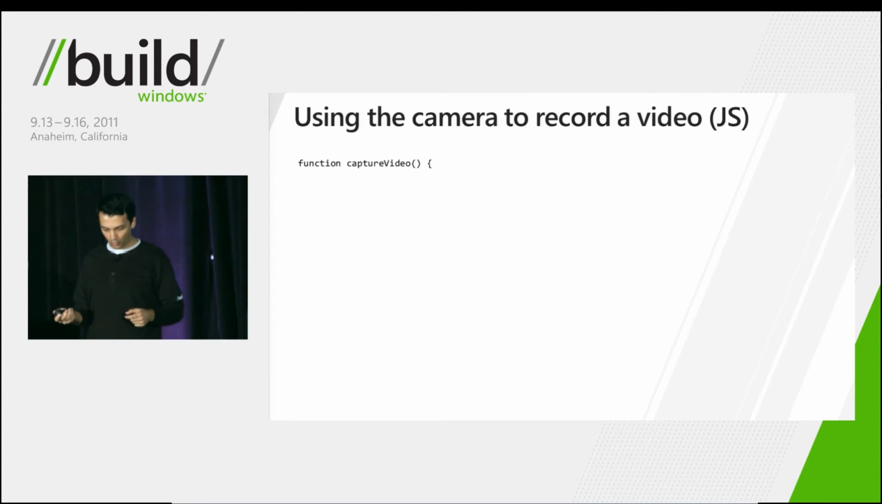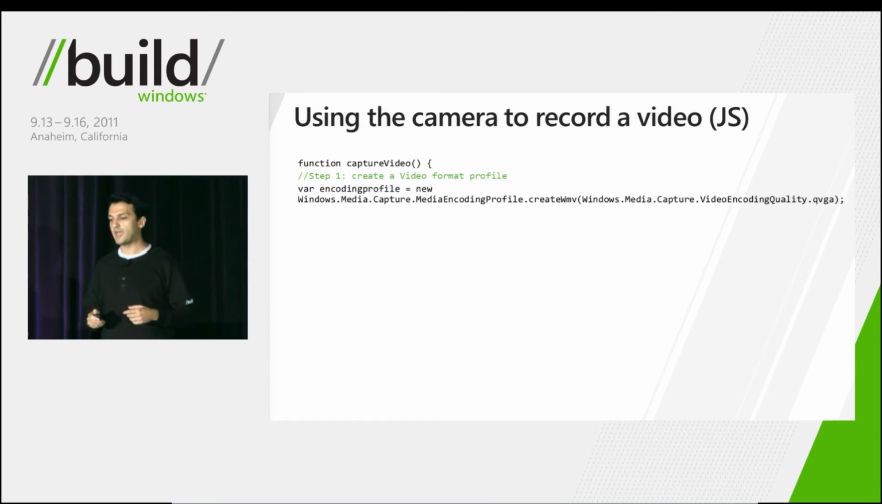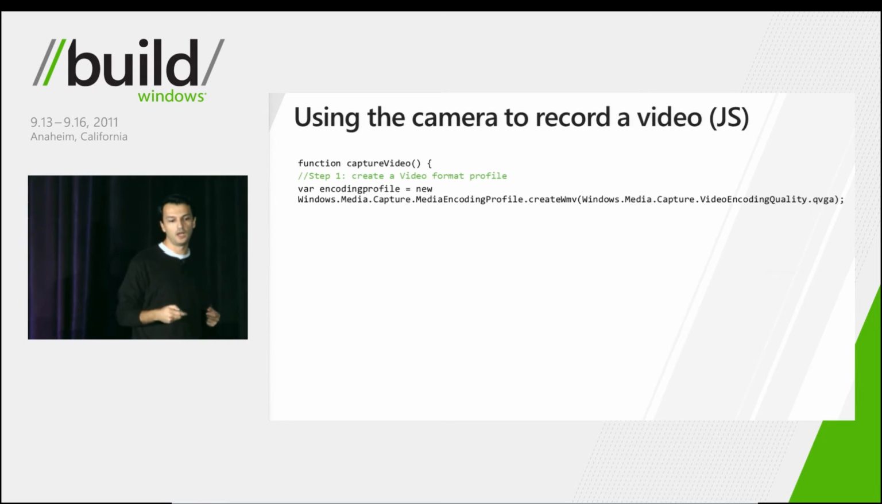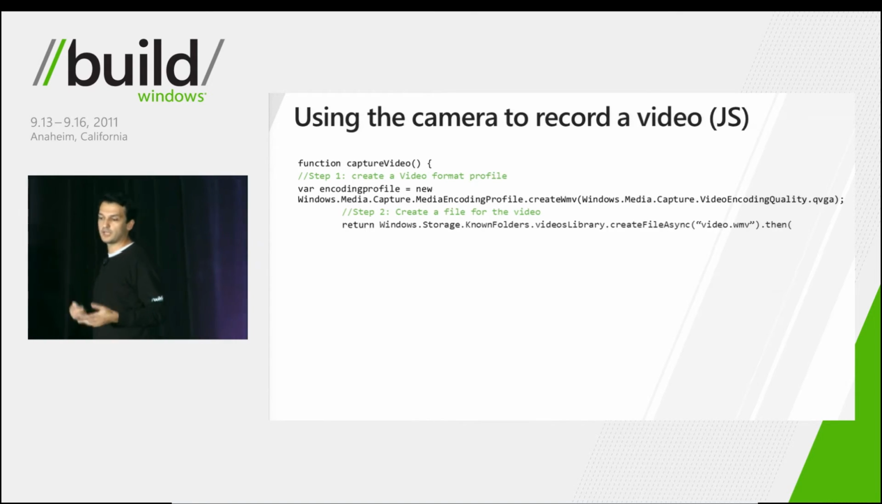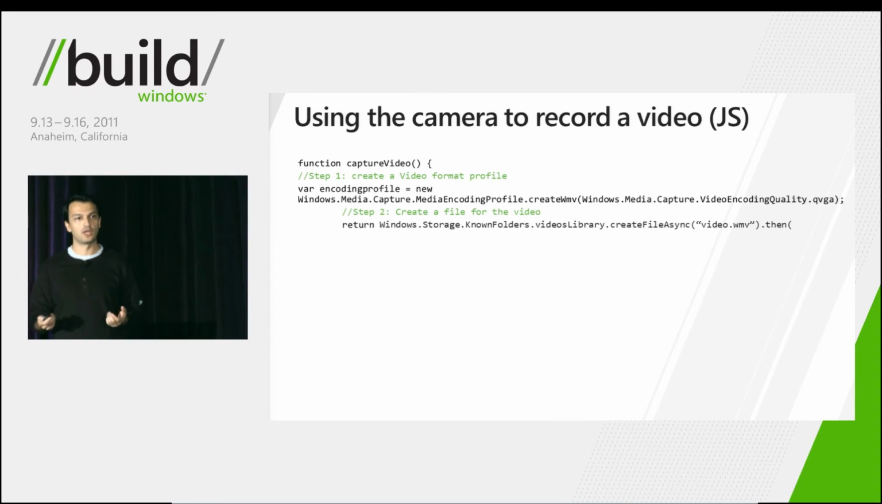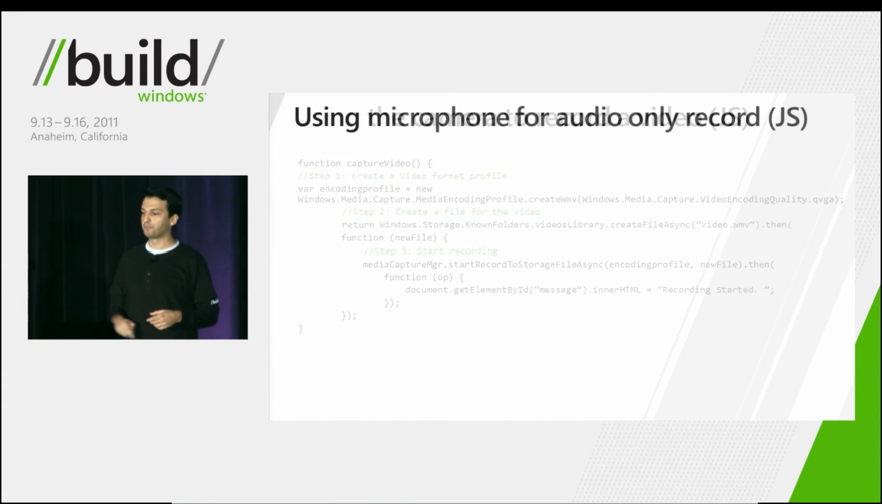Doing a video record, similar steps. I think this time I created an encoding profile first, and I chose WMV as an output format. And you can specify a quality or a resolution level too. I did QVGA. And then, again, I need to save it somewhere. So video library and video.wmv is my file's name. Now you're ready to call start record, and you're good to go.